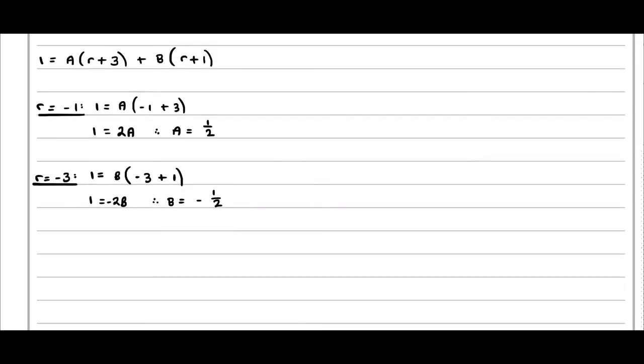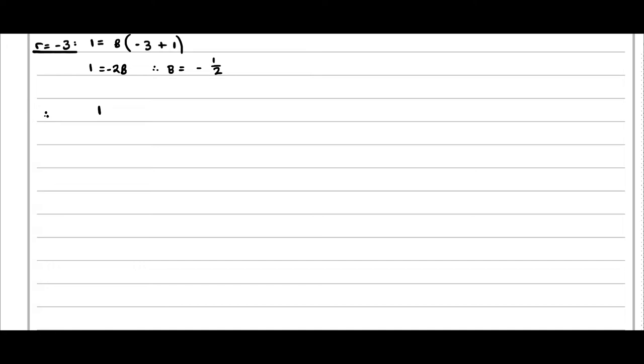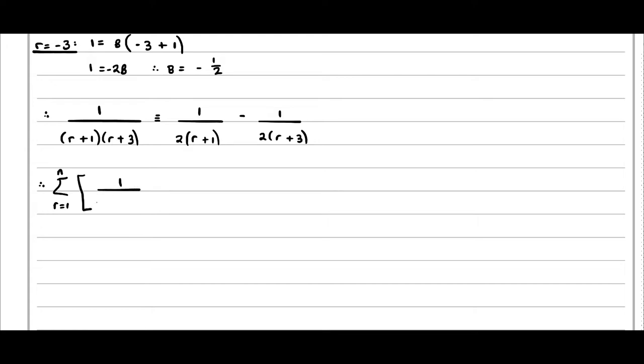Okay? So with that being said, we can therefore conclude that 1 over (r plus 1)(r plus 3) is equivalent to 1 over 2(r plus 1) minus 1 over 2(r plus 3). And therefore, we are finding the sum from r equals 1 to r equals n of 1 over 2(r plus 1) minus 1 over 2(r plus 3). Okay? So, with that being said, we can now substitute in values from r equals 1 to r equals n.